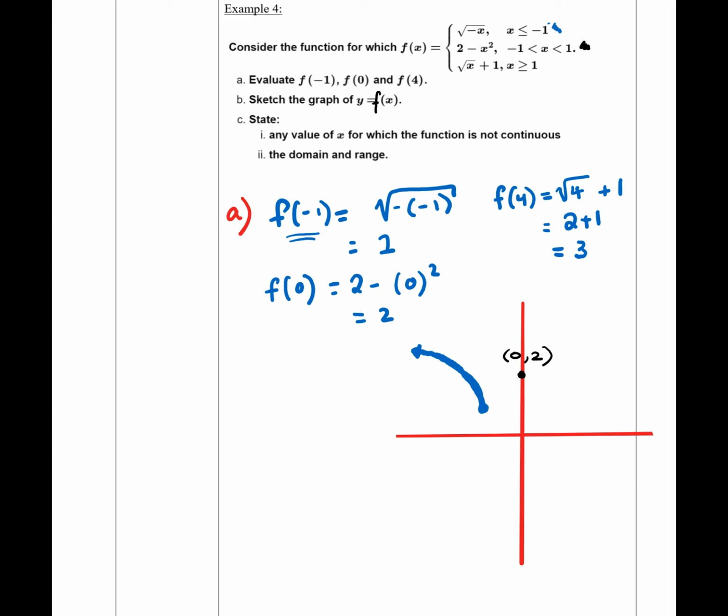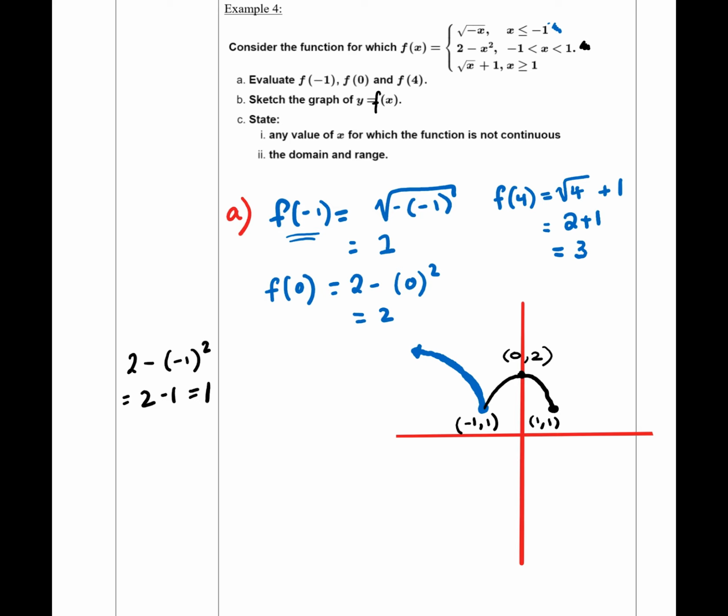Well, if we subbed in -1 into 2 minus x squared, I'd get 2 minus -1 squared, which is 2 minus 1, which is 1. So the good news is that it joins up neatly. So here's -1, 1. Also, if I subbed in +1, I'd get the same y value, and so we can see we've got 1, 1 as well.